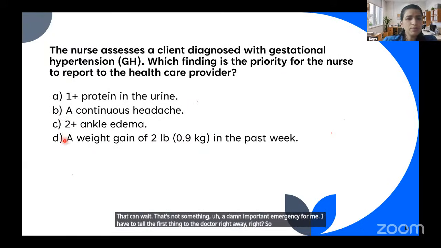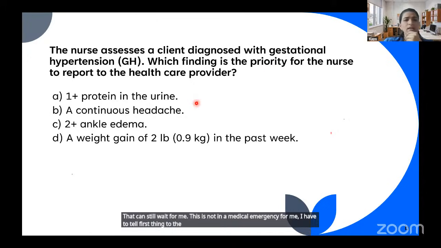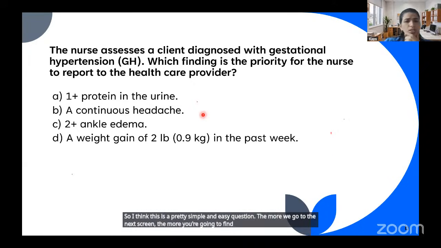So again, between B and D, even if the weight gain is more than 1 kilo in the past week, that can still wait for me. This is not a medical emergency for me. I have to tell the first thing to the doctor right away. So I think this is a pretty simple and easy question. The more we go to the next screen, the more difficult questions you're going to find in there too.